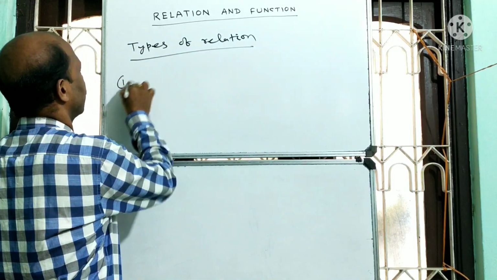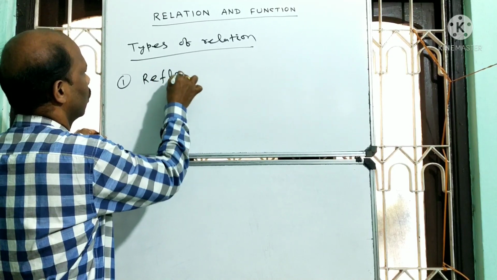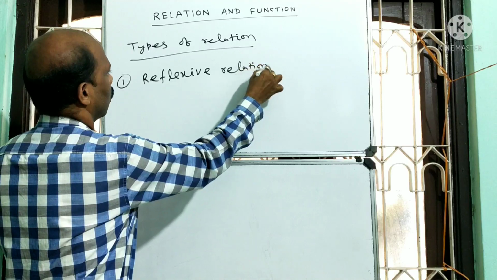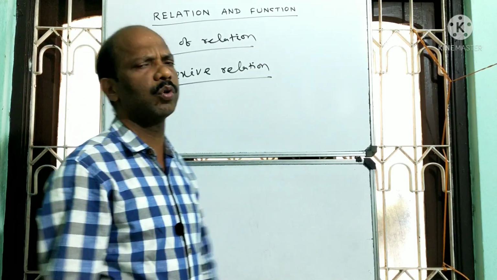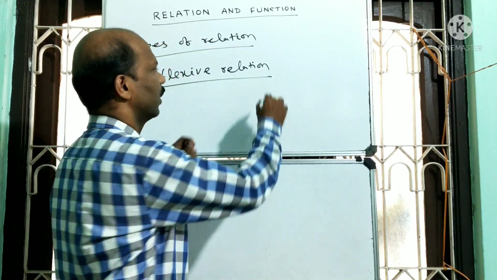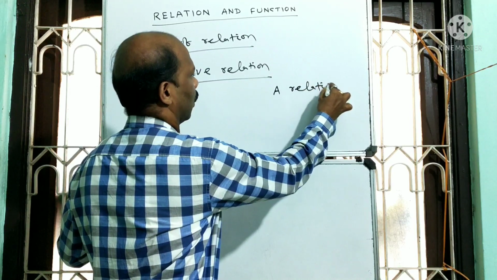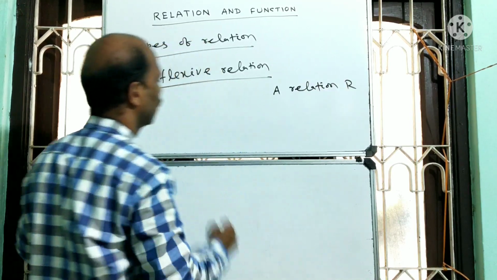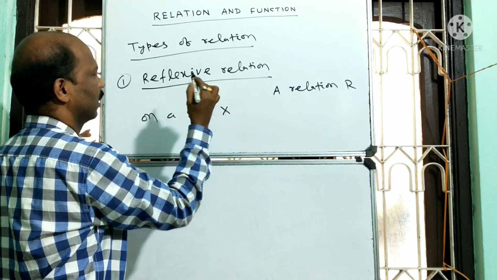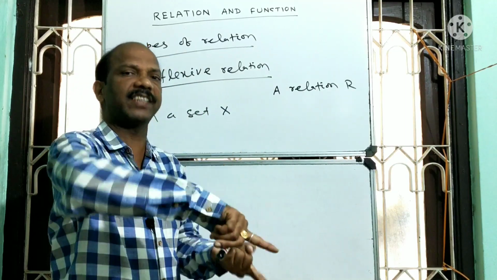First types of relation में reflexive relation. First we have to know the definition of reflexive relation. What is reflexive relation? A relation R on a set X. On a set X मतलब relation R is from X to X.